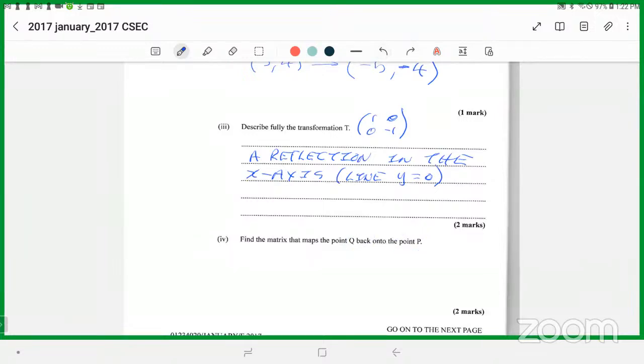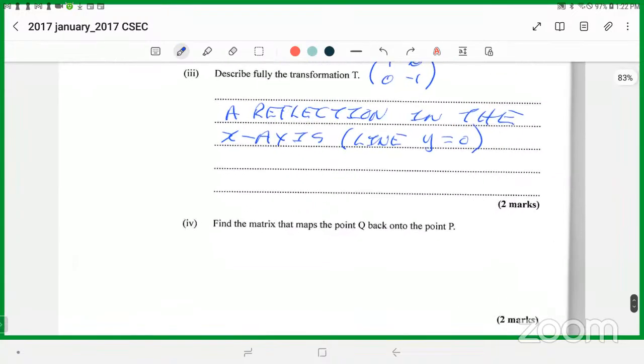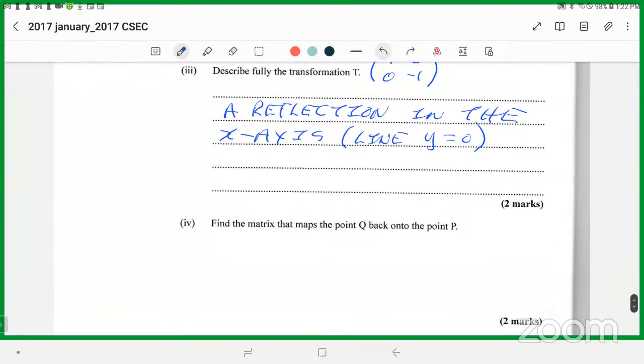To go from Q back to P, you have to reflect back in the same x-axis. The inverse of a reflection, so you have to use the inverse of T. The inverse of a reflection is the same reflection. The same mirror line that reflects is going to have to reverse the reflection. So the matrix they want, Q is mapped back to P with T to the minus 1, the inverse of T.